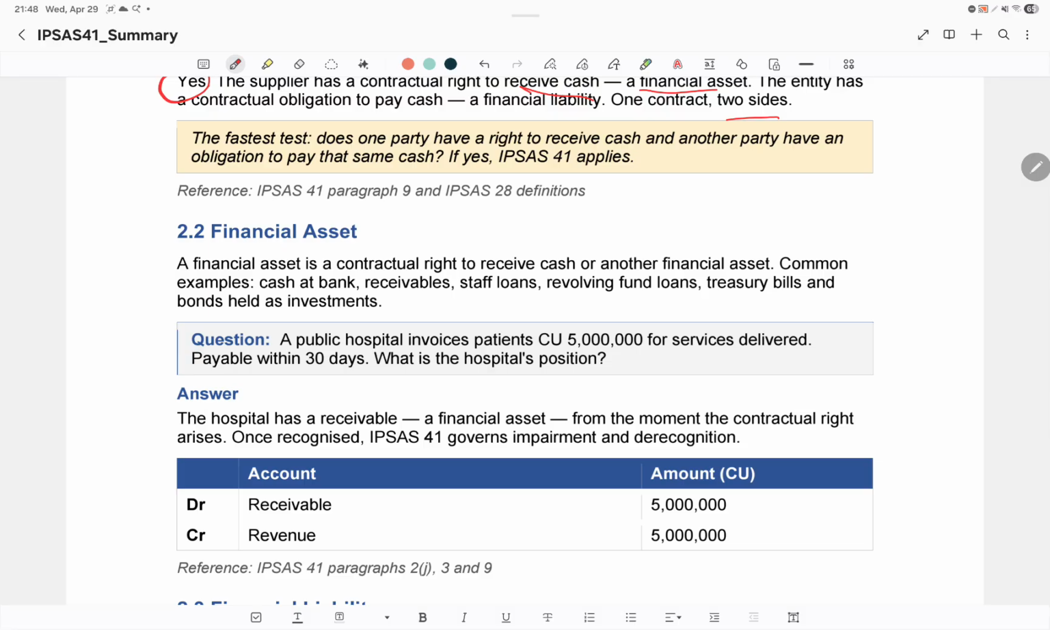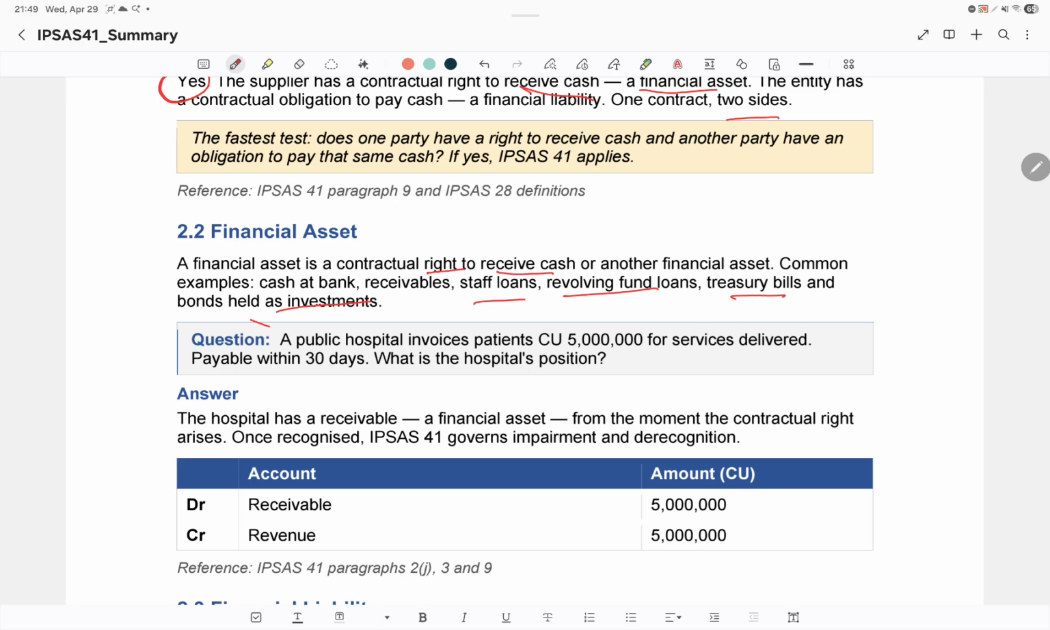So a financial asset. A financial asset is a contractual right. There is right and obligation. So for an asset, it is a right to receive cash or another financial asset. Examples: cash at bank, receivables, staff loans, revolving funds, treasury bills, bonds held as investment. So this is a question you also ask yourself.